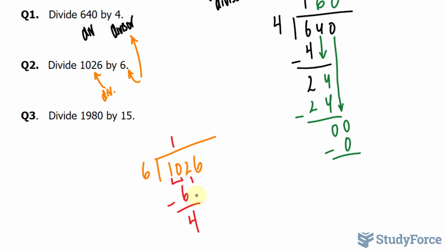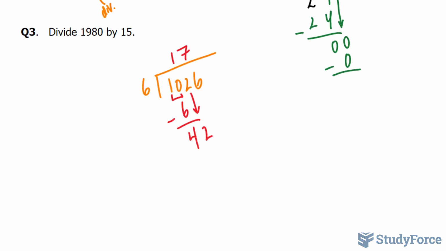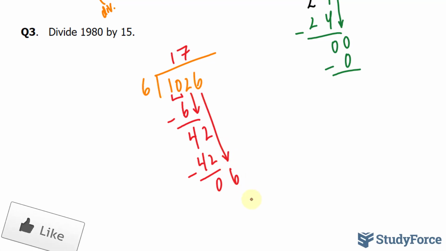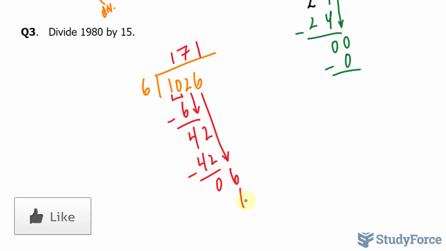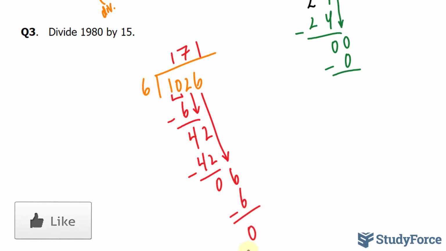We bring down this 2. How many times does 6 fit into 42? The answer to this one is 7, and it fits perfectly. 7 times 6 is 42. Subtracting these two gives us 0. And finally, we bring the 6 down. 6 fits into 6 once. 1 times 6 is 6. And the answer is 0.